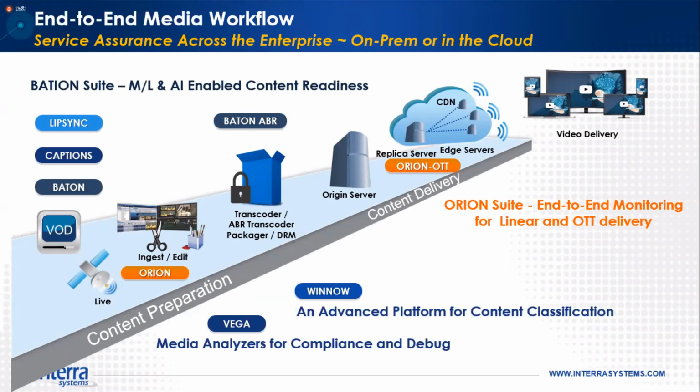At the preparation stage, for your VOD content, we have Baton, which is a file-based automated QC tool. It can be used for checking the quality of assets, for which it has exhaustive QC checks like baseband, format, almost 100 audio-video quality checks, and also dedicated ABR, which is adaptive bitrate checks to pinpoint issues that can cause problems with content delivery.